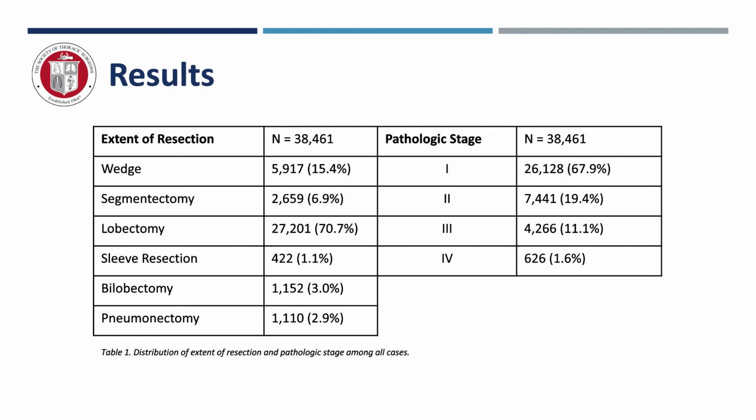Pathologic stage was predominantly stage 1 at 68%. 19% of cases were stage 2, 11% stage 3, and 1.6% of pulmonary resections were performed for patients with stage 4 disease.